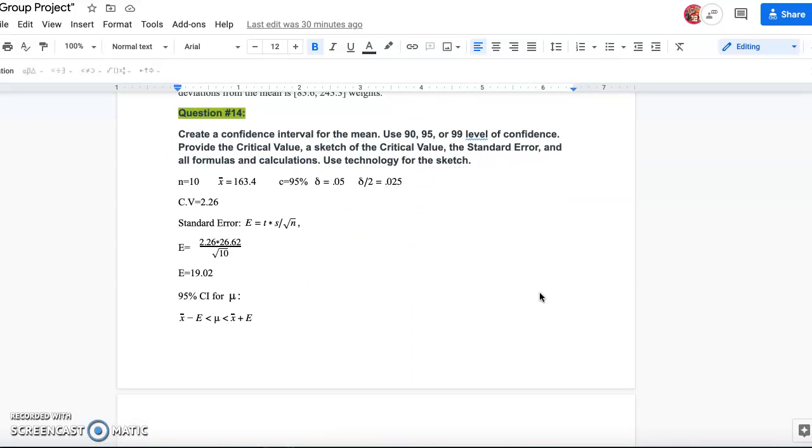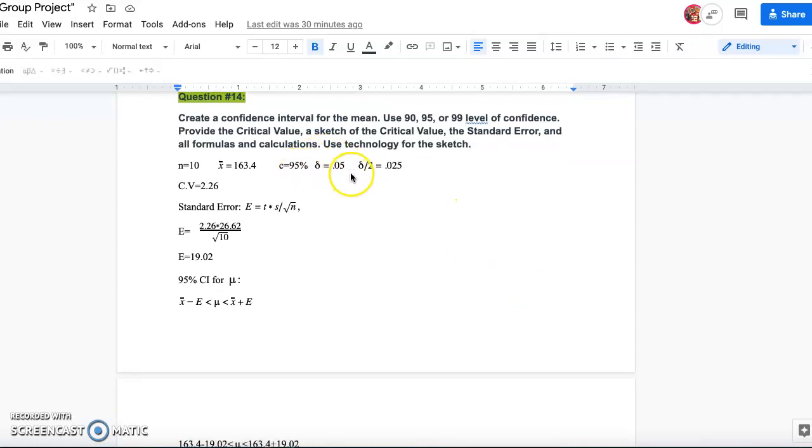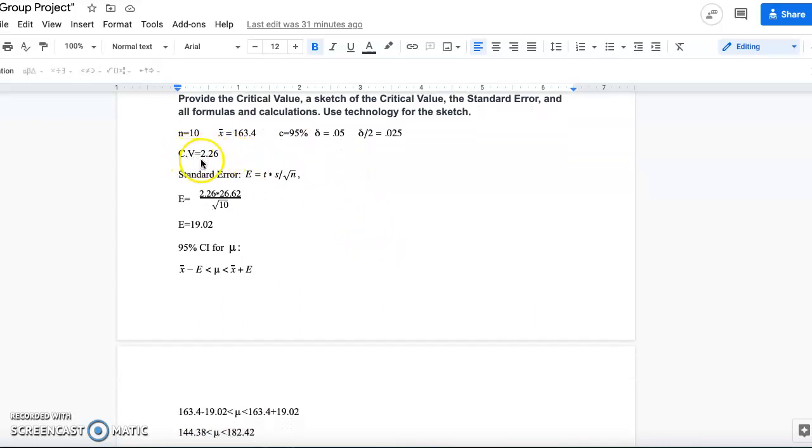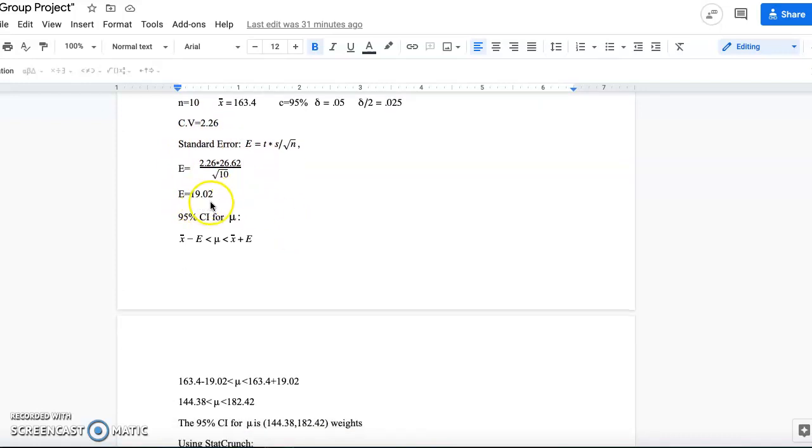And for number 14, it says create a confidence interval for the mean, either using 90, 95, or 99. So I used 95. And I'm using 10 variables, and the mean is 163.4. The critical value, I got 2.26. Our standard error, I got 19.02.